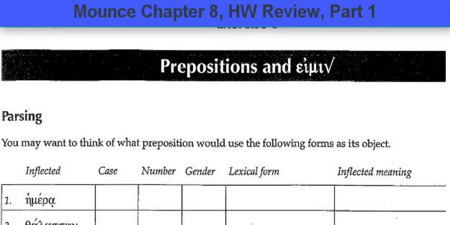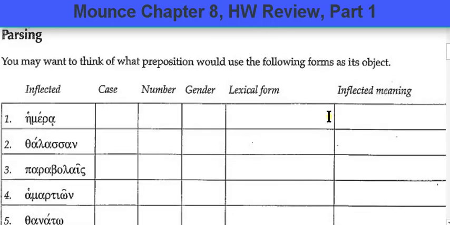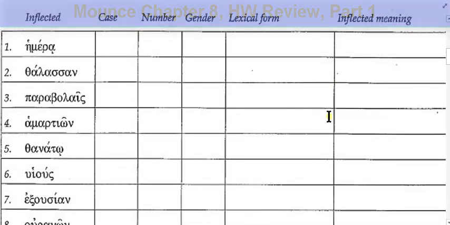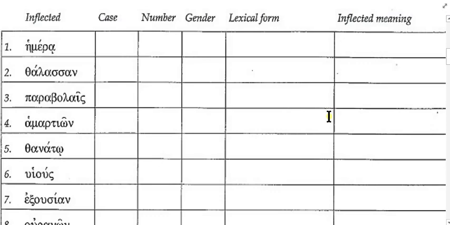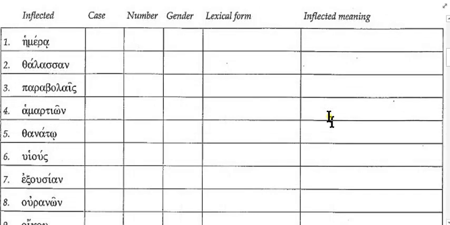Okay, so the Chapter 8 material is here. There's some parsing questions, so why don't we start with those? Anybody have any questions you want to raise about the parsing here, first part? Okay, so the first one, you had dative, singular, and feminine. Is that right or wrong?